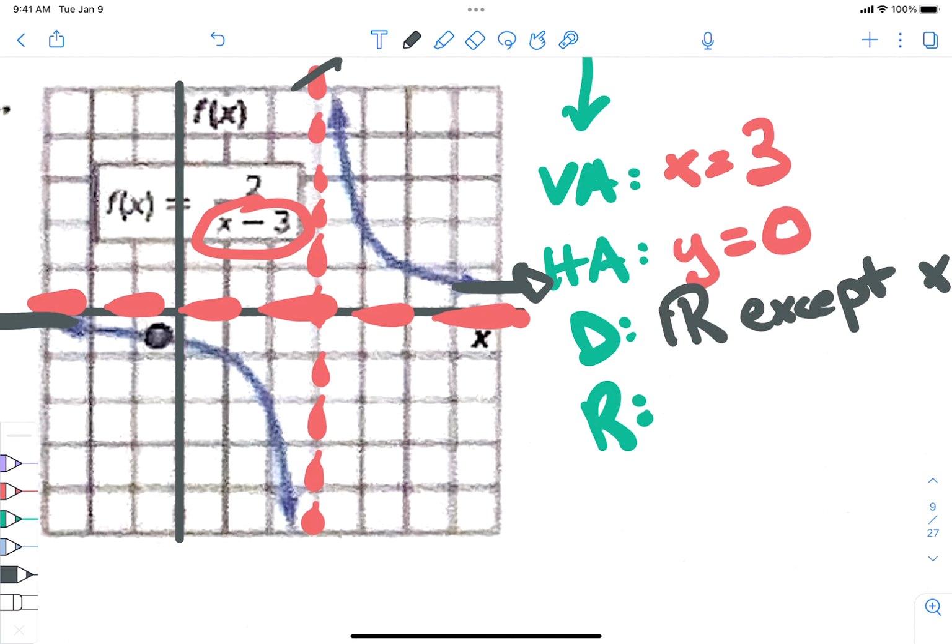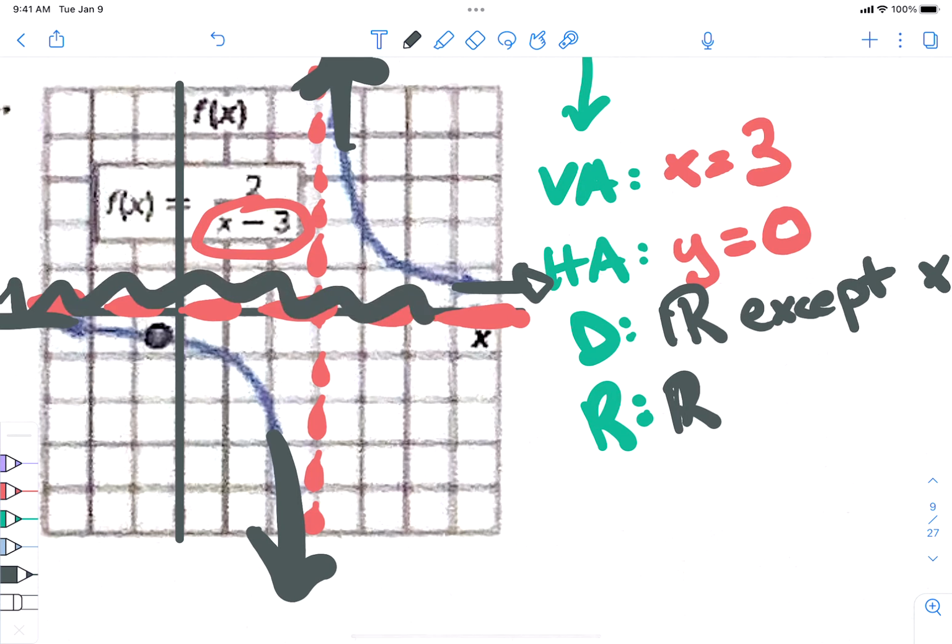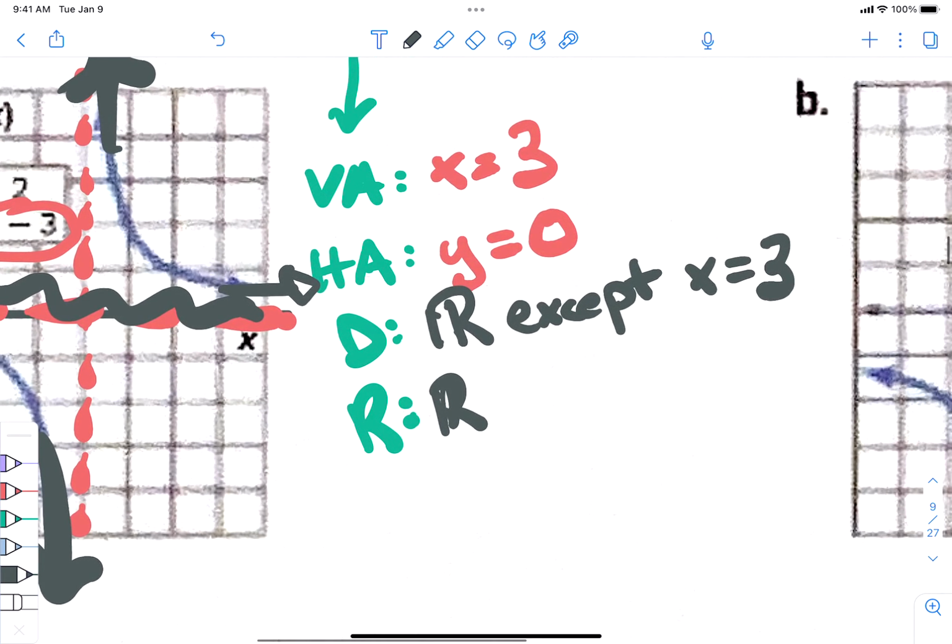Now, the range is the y's that go up and down, okay? It will go up forever, and this one will go down forever. So is it all reals? Kind of, except it's not touching at y equals 0. So it's all reals except y equals 0.